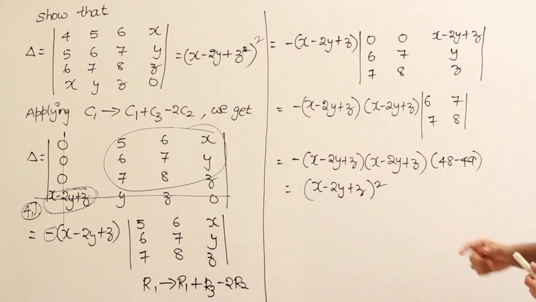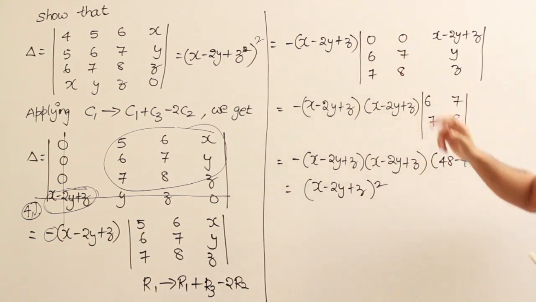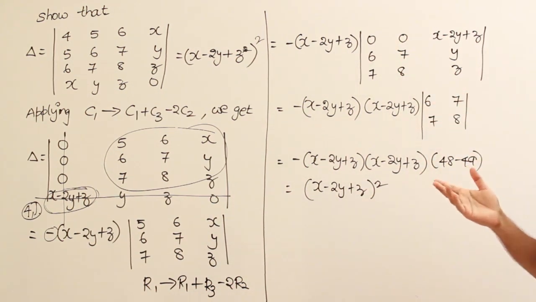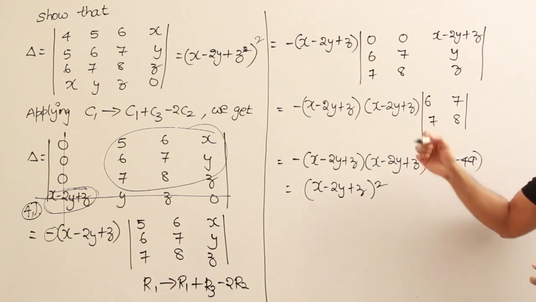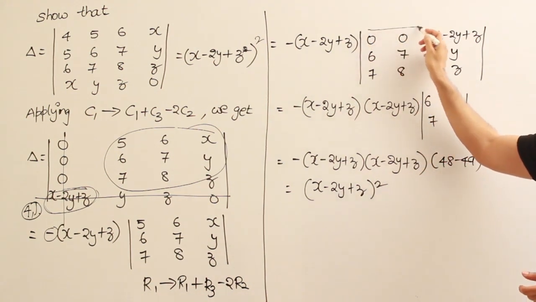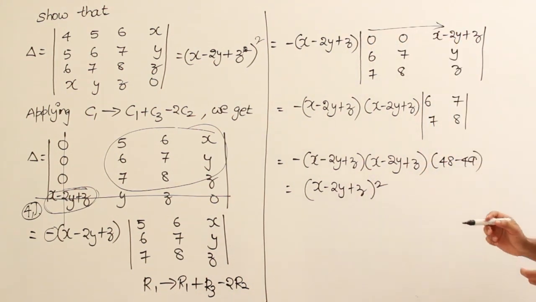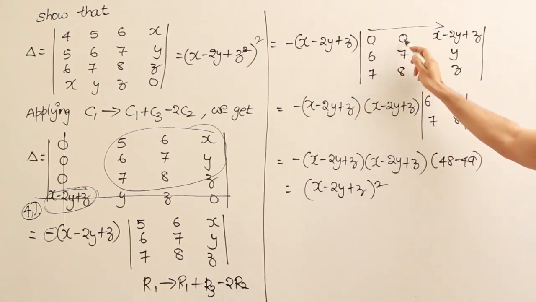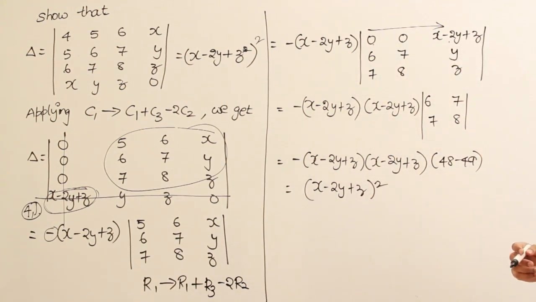And again, if you observe this, most of the elements of the first row are 0. Therefore I am going to expand the determinant across the first row. If I expand it across the first row, these two elements you need not consider. You have to take this element and multiply with the cofactor.